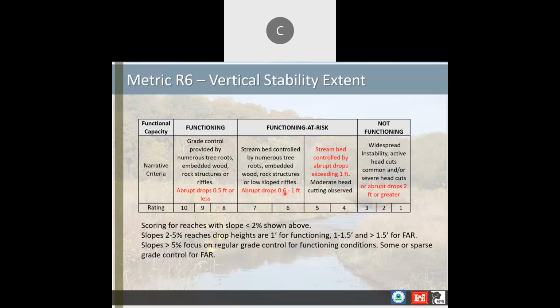And similarly, there are adjustments in the height drops that are acceptable depending on your reach slope. If you are in a reach that is greater than 5% slope, then the drop height is not part of the scoring. You're really just looking for regular grade control structures that are provided by tree roots, embedded wood, rock structures, or riffles, just looking for signs of that vertical instability. Whereas something that is not functioning is going to have widespread instability, active head cuts being common, and abrupt drops that are large in size.